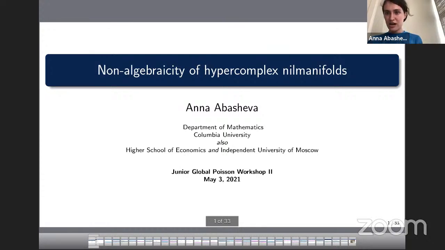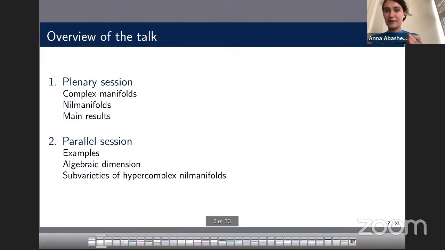First of all, I'd like to thank the organizers for giving me the opportunity to talk in this workshop. My topic is non-algebraicity of hypercomplex real manifolds. It lies a little bit far from the mainland of Poisson geometry, but I'll try to make things understandable. I'll start with the very basics about the notion of complex manifolds. In fact, my goal for the plenary talk is to introduce all the required notions needed to state my results. I forgot to say that this talk is based on my joint work with Misha Verbitsky.